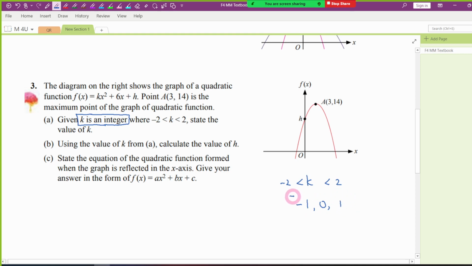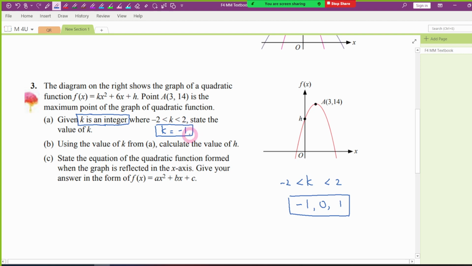Okay, now which is the value of k? Try to look at the graph here. This graph is concave down, right? Sad face. So we know that the k here must be negative. Therefore, we can make a conclusion that k is equal to -1. This one you don't have to calculate, you don't have to show any step, just give the answer. k is equal to -1.